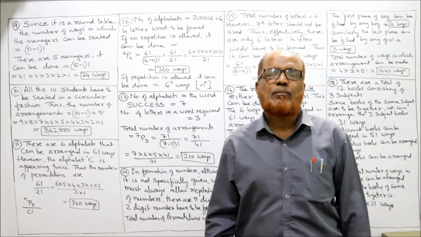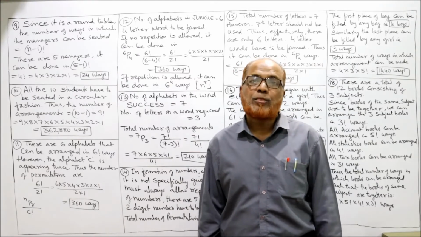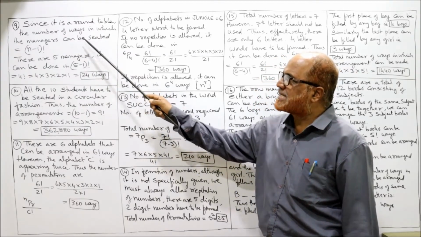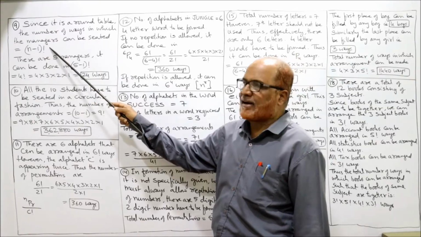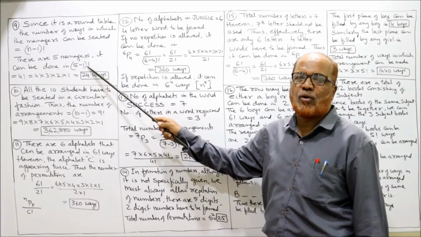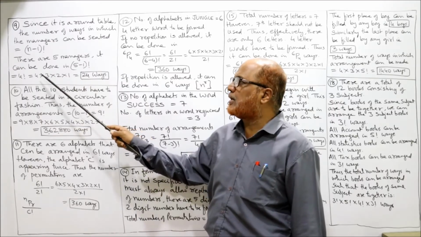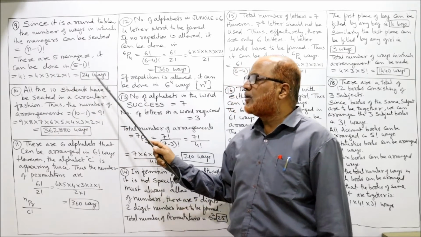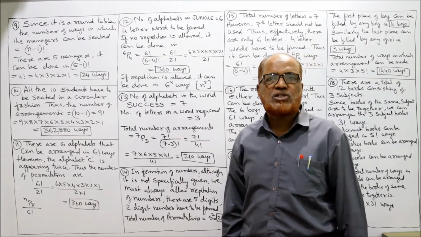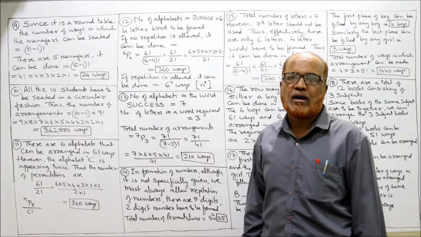So how to calculate the number of ways in which 5 persons can be seated on a round table? Since it is a round table, the number of ways in which the managers can be seated is n minus 1 factorial. So n is 5, so 5 minus 1 is 4. 4 factorial is 4 into 3 into 2 into 1. 4 threes are 12, 12 twos are 24. So 24 ways. If 5 managers are there on a round table, we can arrange them in 24 different methods.